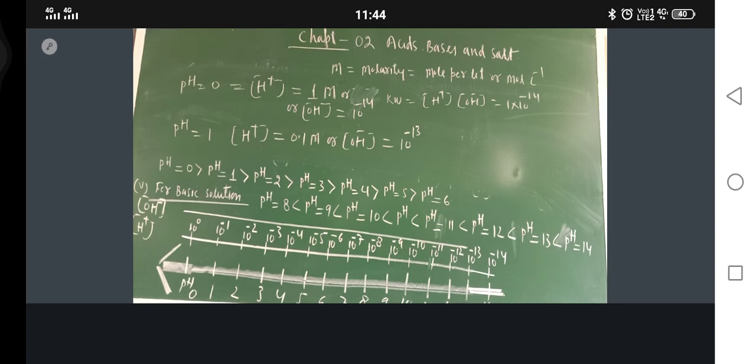Now you understood this one or not? If pH is 2, so H positive ion concentration would be 0.01 or 10 raised to the power minus 2. This 0.1 M can be written 10 raised to the power minus 1 also. Am I correct or not?